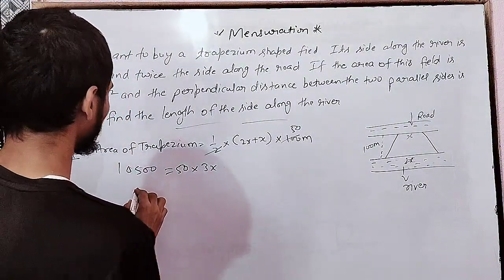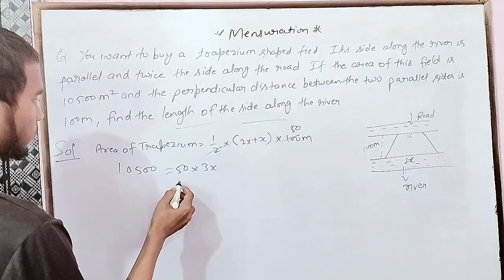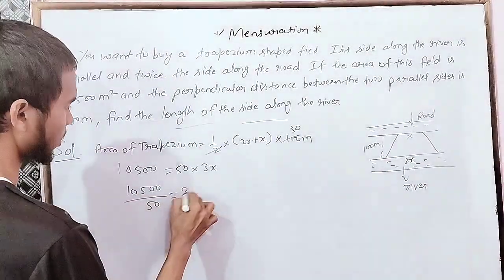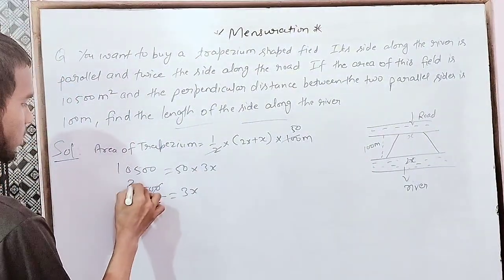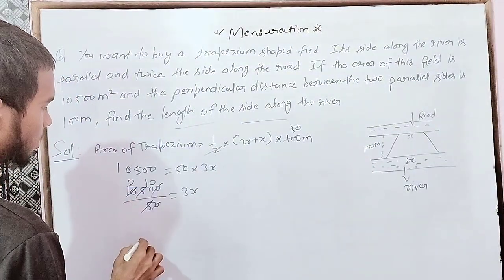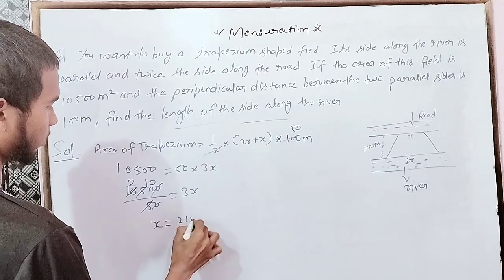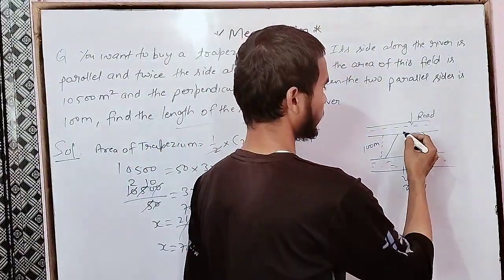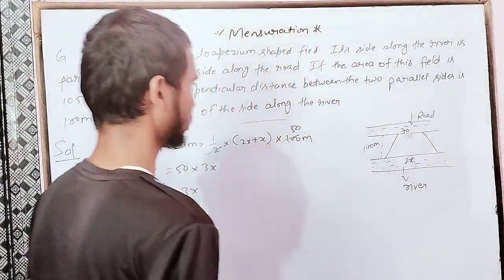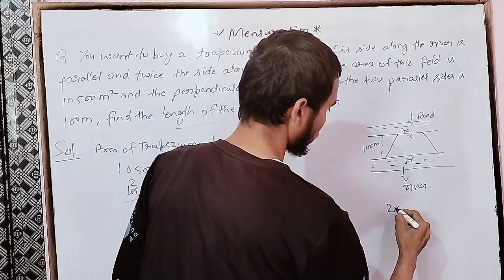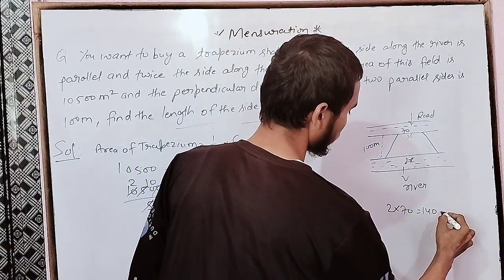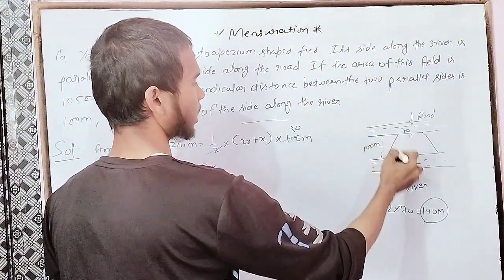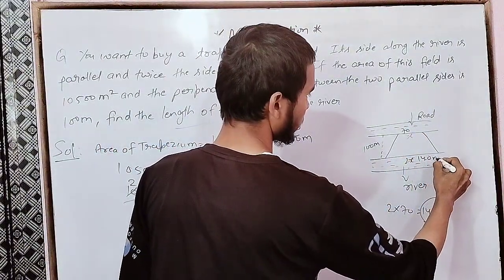Now, 10,500 divided by 50, which is 3x, gives 210. Then 3 7s are 21, so x is 70. So the measure of this side is 70 meters, and the measure of this side is 2 multiplied by 70, which is 140 meters. This is two times this side.